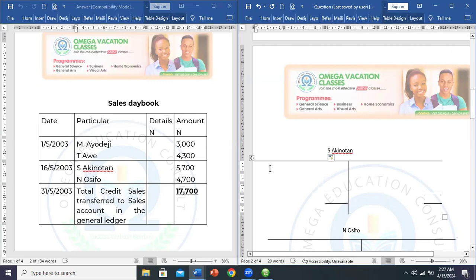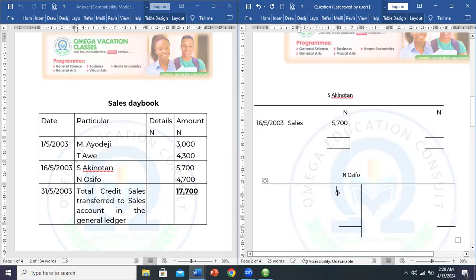We sold to S. Akinotan on the 16th of May. Currency very important. 16th May 2003, sales. We sold to a tune of 5,700. Then the final person is N. Osifu.